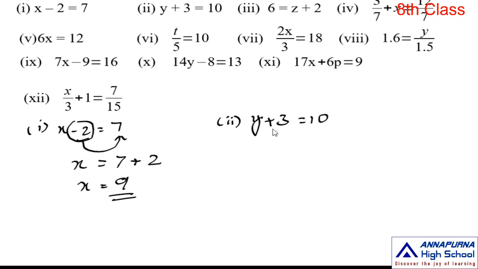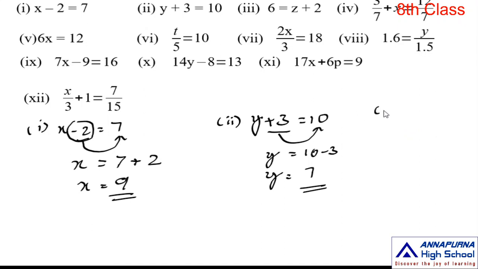Now simply transpose this constant term to the right side. Plus 3 transposed to the right side changes to minus 3. A positive term transposed to the right side changes to a negative term. So y is equal to 10 minus 3, which is equal to 7. So this is the solution.